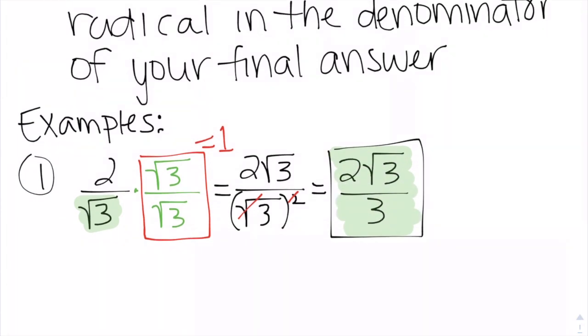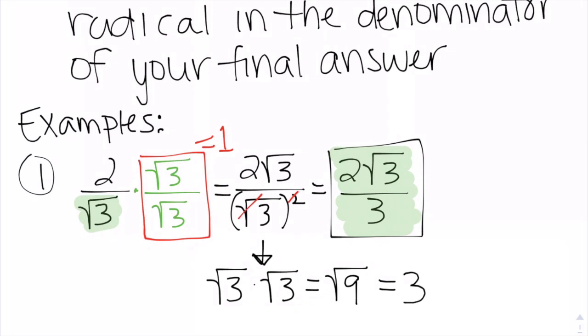And then if we look at this denominator closer, the reason the squared can cancel with the square root is because if we were to take the square root of 3 times the square root of 3, that would give us the square root of 9, and the square root of 9 is 3.